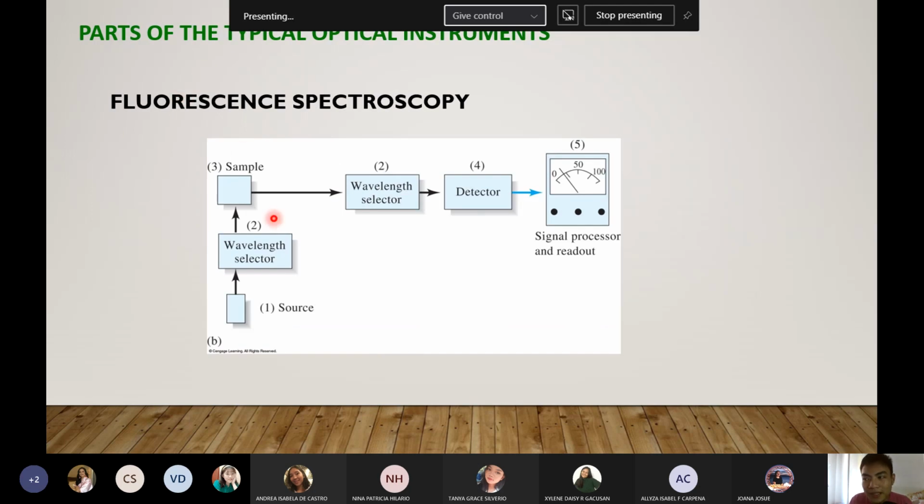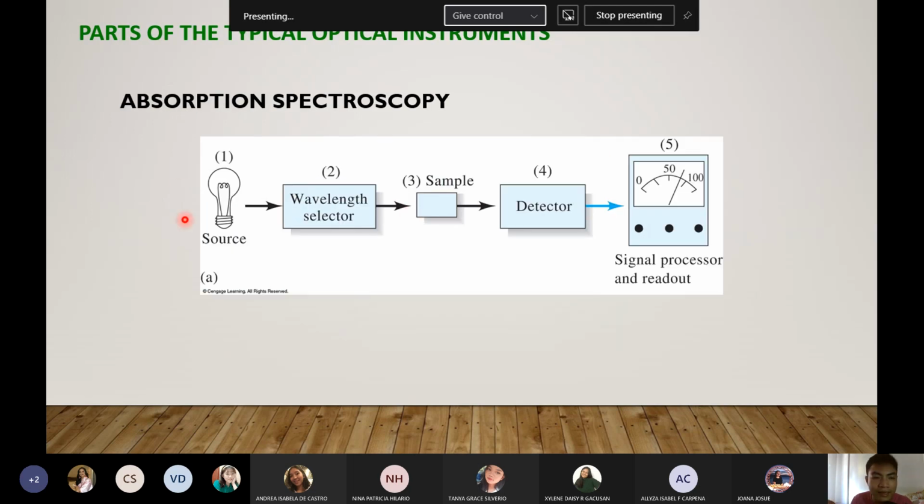Pag fluorescence naman, medyo similar lang yung process. However, the light source has to be perpendicular with the sample. It has to be perpendicular with the detector. Perpendicular meaning naka 90 degrees. Okay? So, hindi pwede siyang parallel. Hindi siya pwedeng 180 degrees from the light source to the detector.